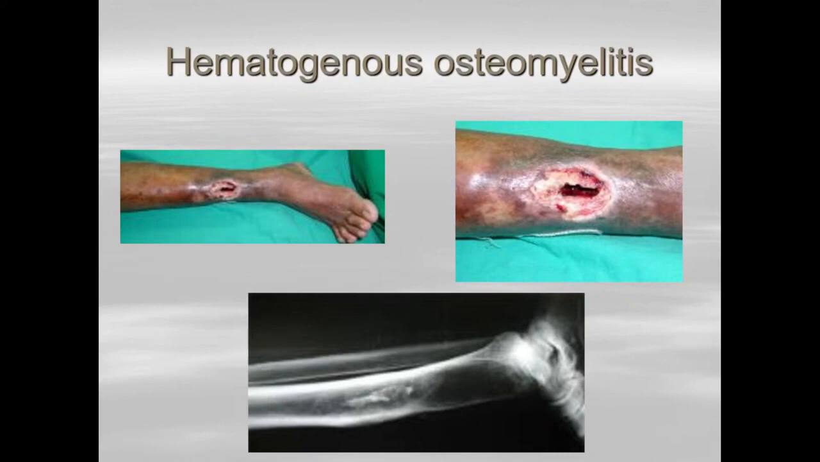You look, it's hematogenous osteomyelitis. It's the ankle with osteomyelitis, typical fistulas, and X-ray damage and changes of the bones if patients have a chronic inflammatory process.